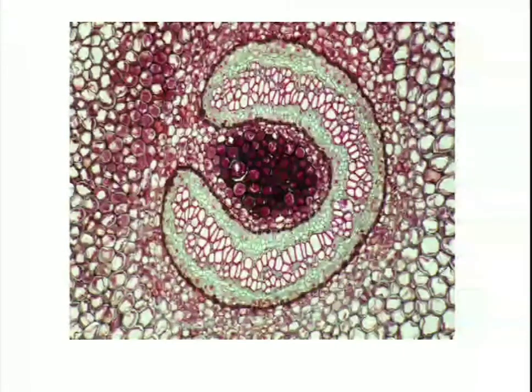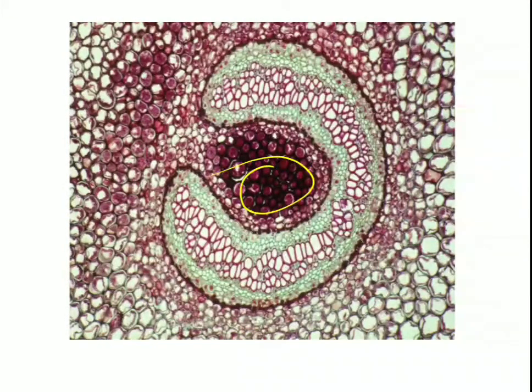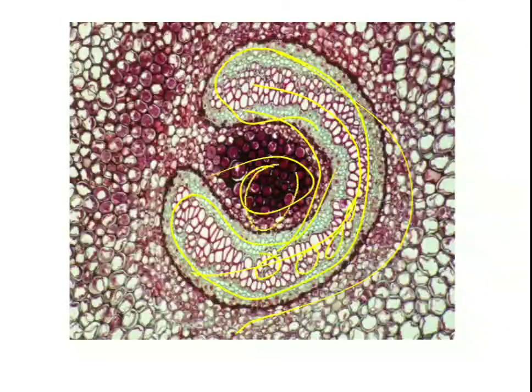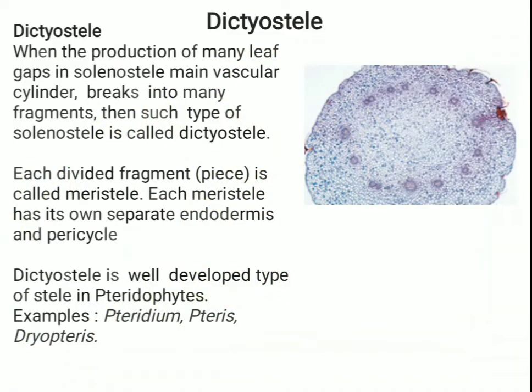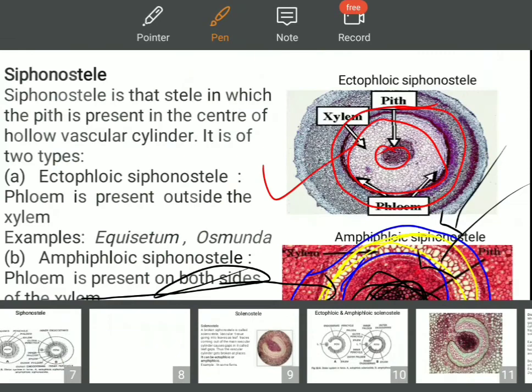You can see this is the middle part, the pith, and then the xylem, and both the inner and outer portions have phloem present. You can see the small green color cells are the phloem, the older cells are the xylem, and the middle portion is the pith. This structure is the amphiphloic solenostele. Then dictyostele. You can see it in this first chart.